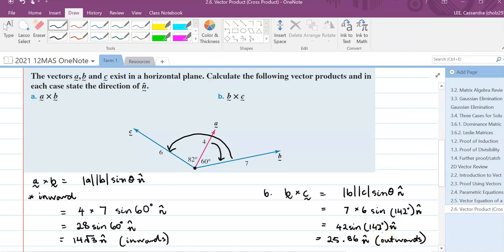Alright guys, so that's how we find the vector product. Nice and simple. This is also a formula that is going to be available on your formula sheet when you do your external examinations. Alright guys, so that's the vector cross product.